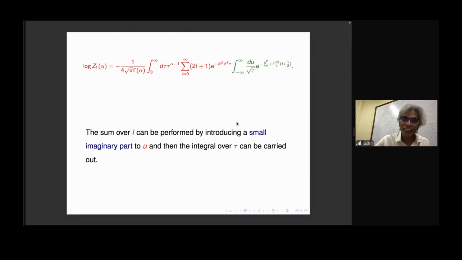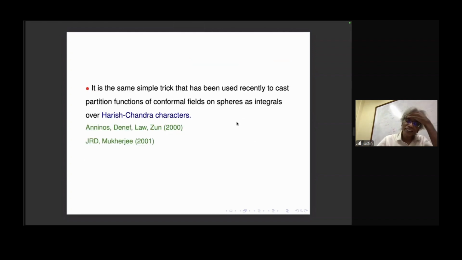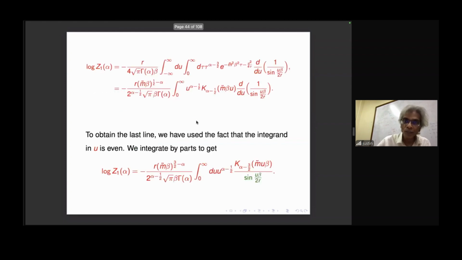That's a simple trick. But this trick has recently been used in many other contexts. If you see the papers, you would see that. It was initially introduced by these authors. We have also used it for several works, actually. It was done for conformal fields on spheres, to cast the partition function of conformal fields on spheres as integrals over something known as Harish-Chandra characters. But these are for conformal fields, and here we have imported it for this massive case.